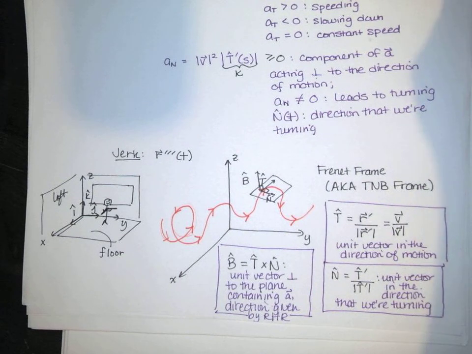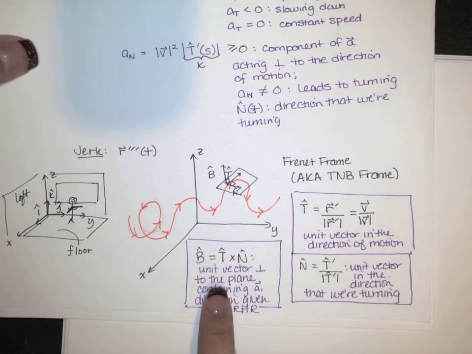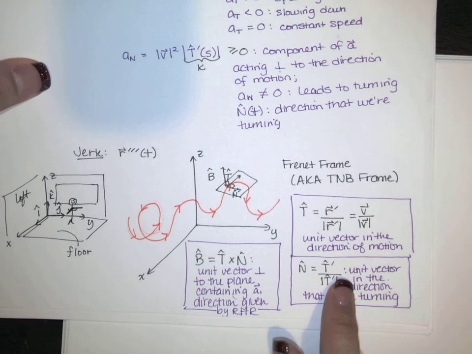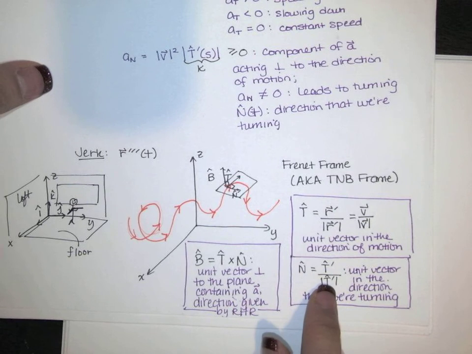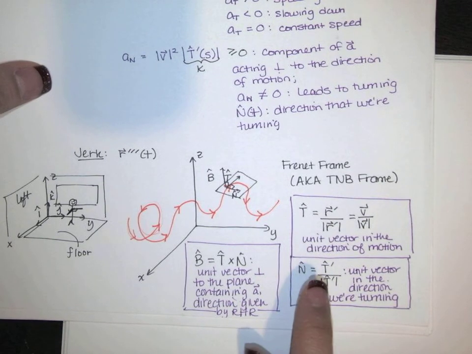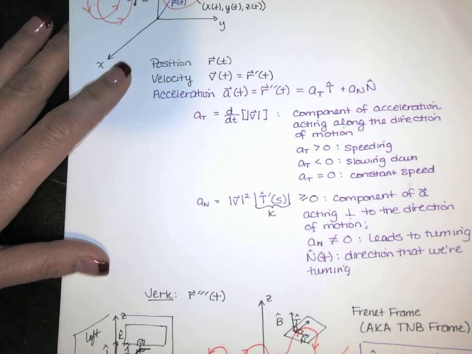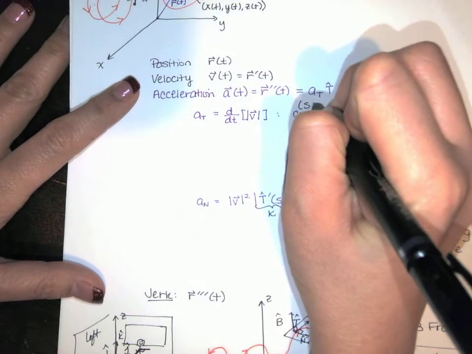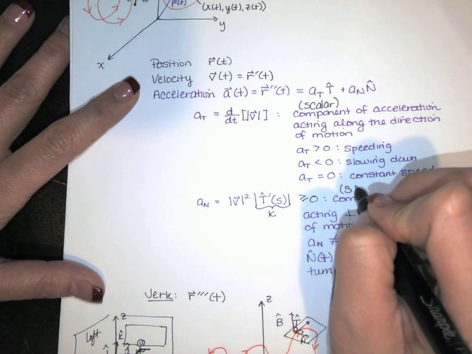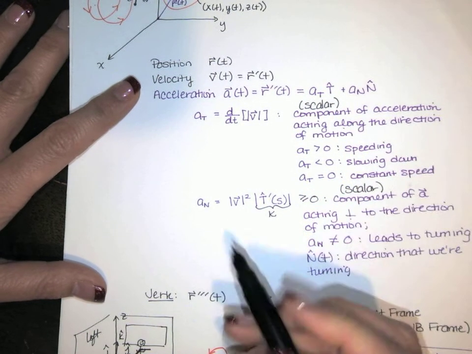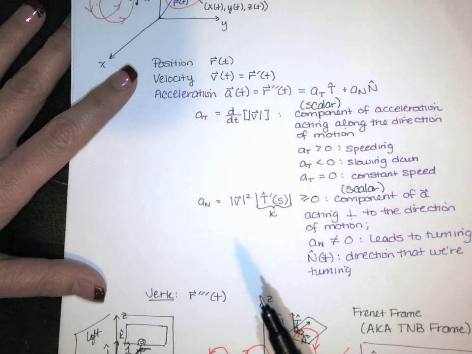Okay, now I've given you these three formulas. You could use this to calculate the normal every time if you wanted to, but it turns out that's not the most efficient way to calculate the normal vector. And a sub t and a sub n, these scalar components of acceleration in the direction of motion and in the direction of the normal vector, the direction that we're turning, these are not the most efficient formulas for calculating a sub t or a sub n either.